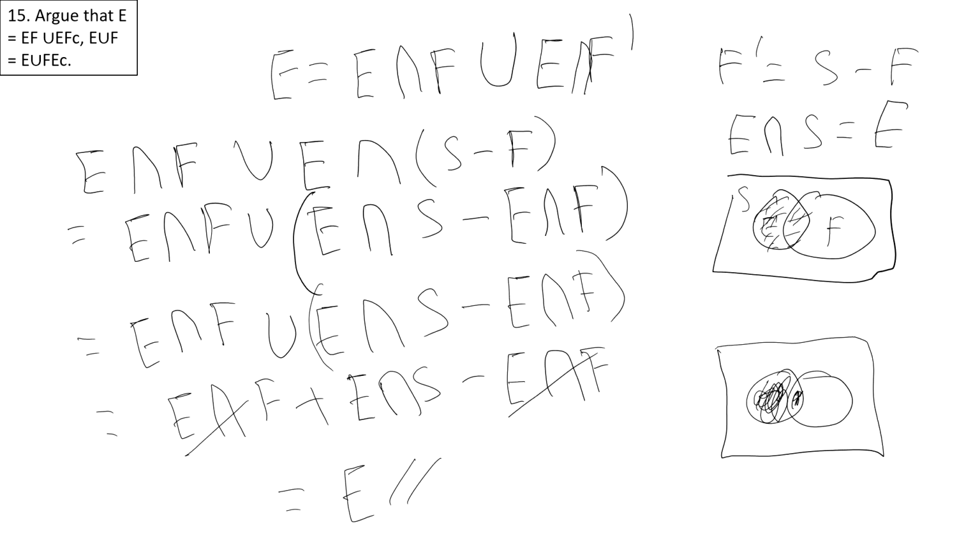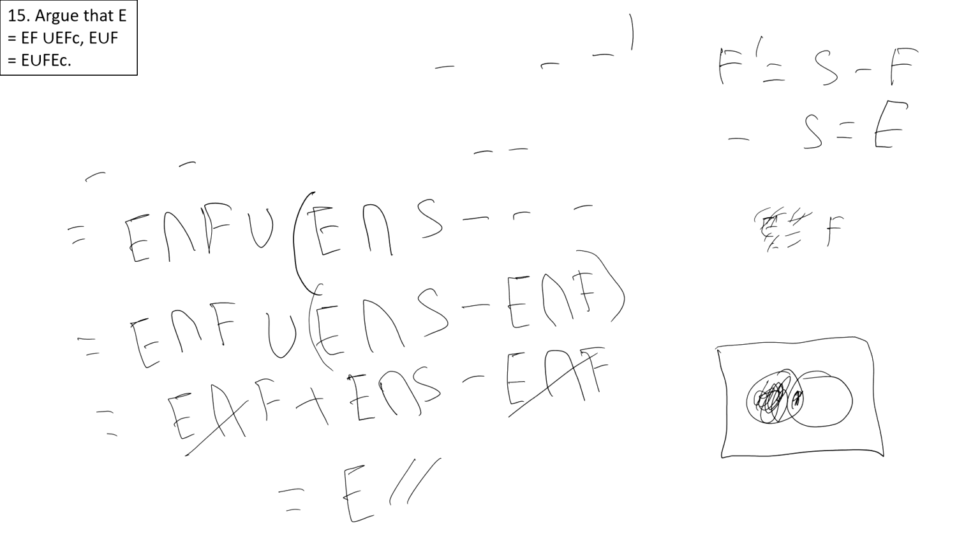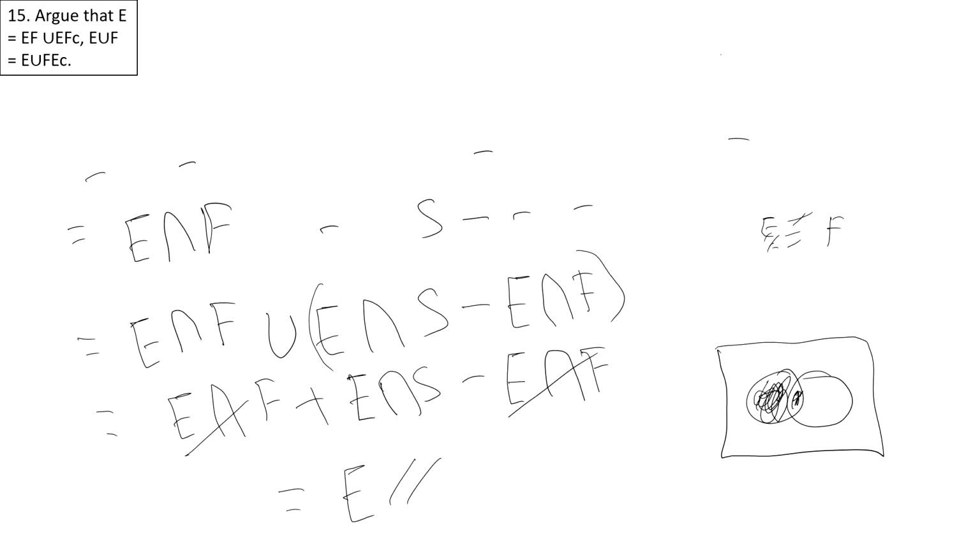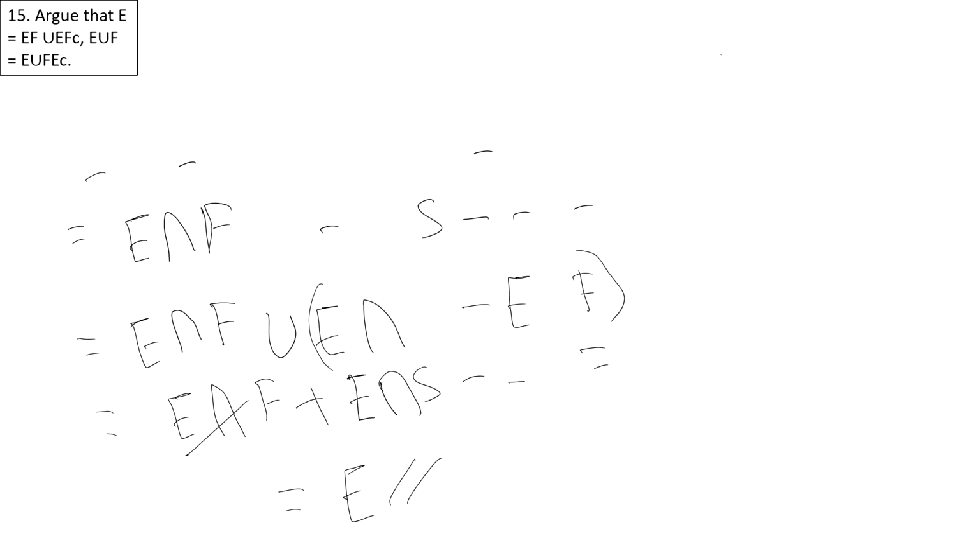Now coming to the second part of the question, let me clear up things. The second part of the question says that you have to prove that E union F is equal to E union F intersection E complement. Similar to that, just roles reversed. So let me just clear it up, and I will touch it very soon.